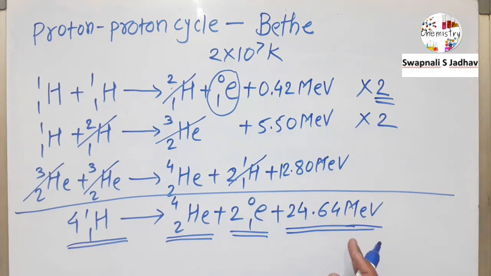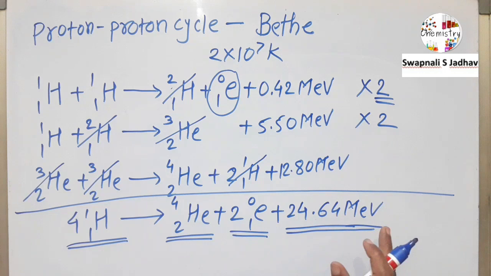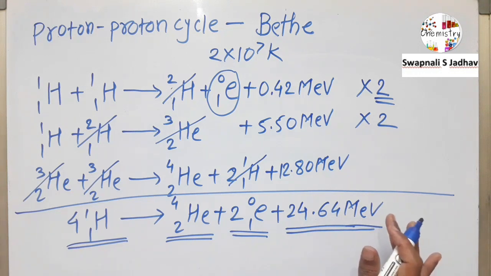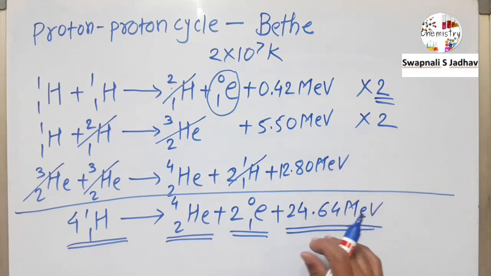Thus here the net result is conversion of 4 protons to 1 helium nucleus with emission of how much energy? 24.64 million electron volt energy in the form of heat and light from the sun per cycle. Many such cycles continue, and we get heat and light which is liberated during the reaction. I hope you understood this proton cycle, and from which reaction we get heat and light from the sun.